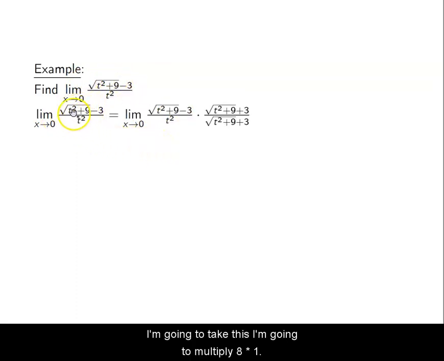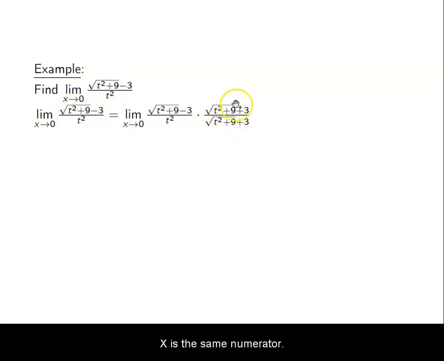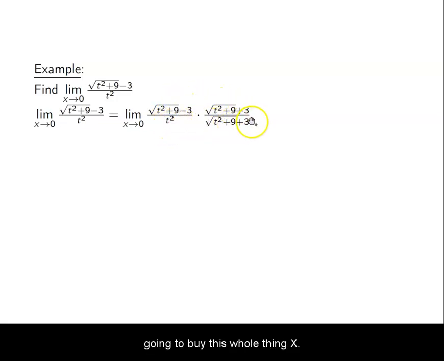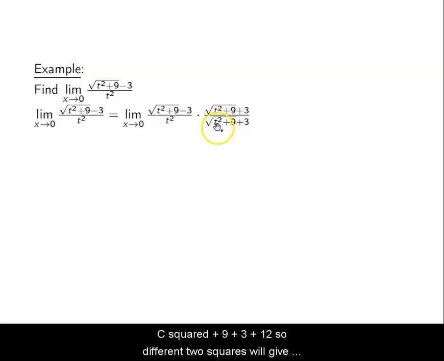So I'm going to take this and I'm going to multiply it times 1. And what I'm going to multiply by is the same numerator, but with a different sign in the middle. Then it becomes a difference of squares. So I'll multiply this whole thing times square root of t squared plus 9 plus 3, and the bottom as well.